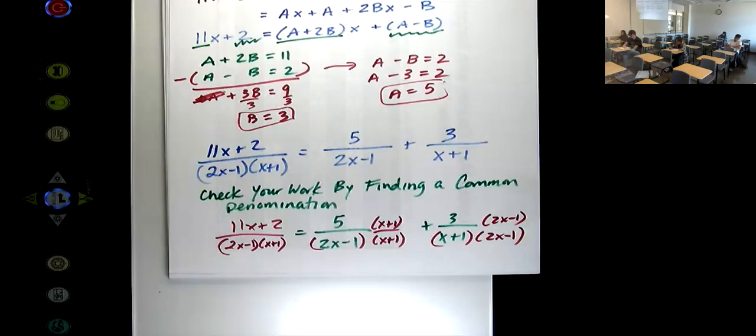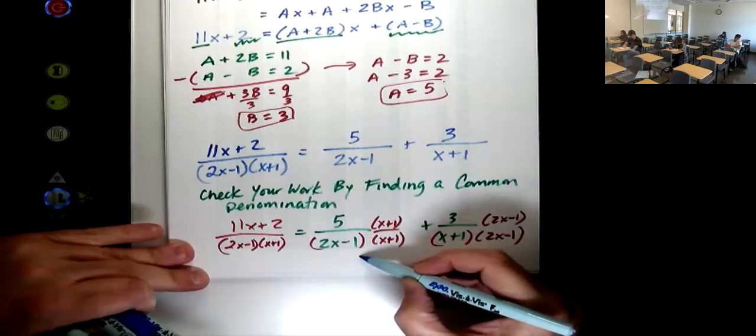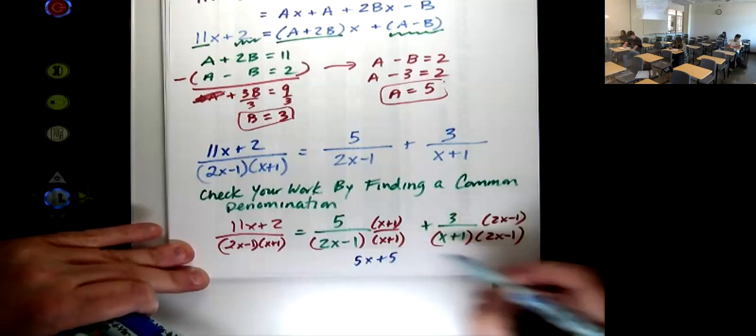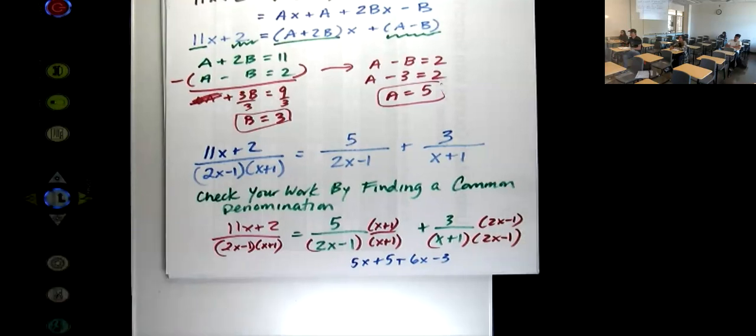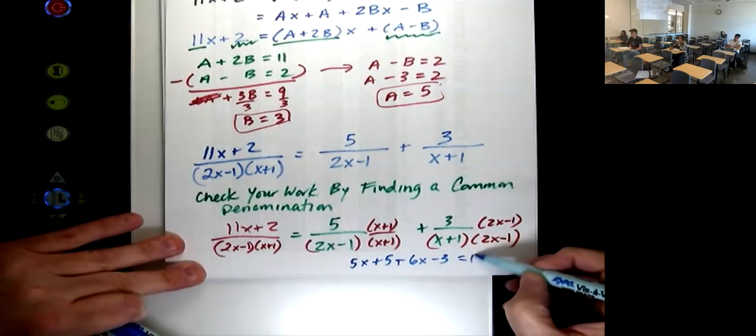I think you'll see that works here. If you just do the numerator, you have 5x plus 5 plus 6x minus 3, and you'll see that ends up giving you 11x plus 2.